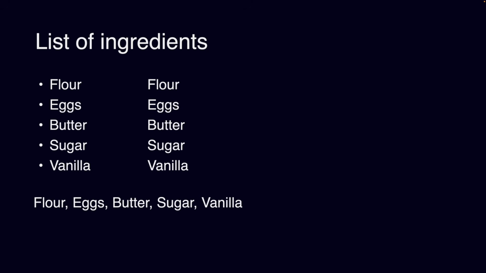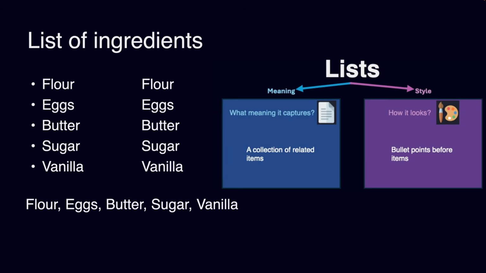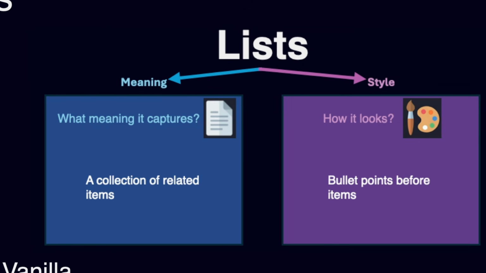You need a list for the ingredients, and it really doesn't matter how you style that list. That list has a meaning. It's a collection of related items. These are the items you need to bake the cake. Now, whether you use bullet points or not, this is a styling concern, not a meaning concern. It is this meaning part that we want to capture using HTML.